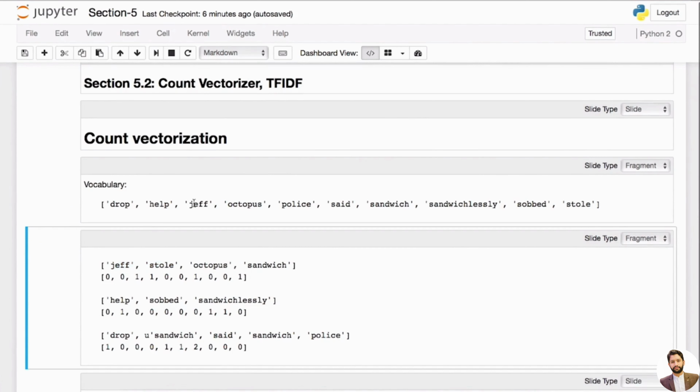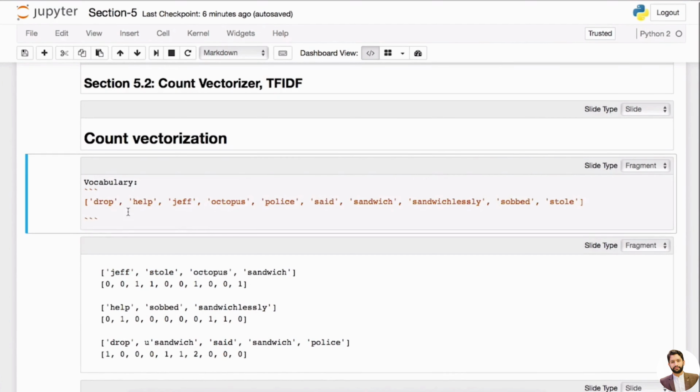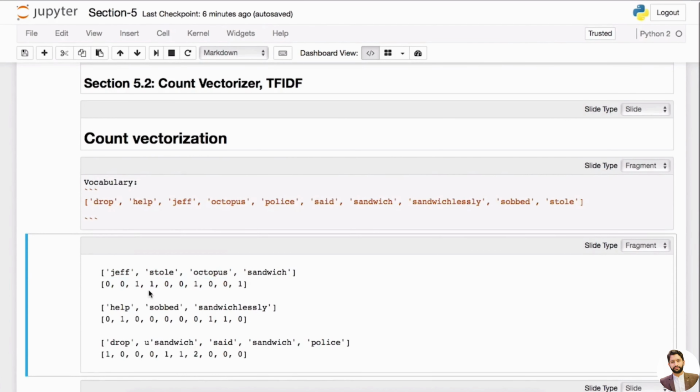You can see Jeff in our vocabulary is the third one. So the way that we convert this is whenever we see Jeff, we want to add one value to the third position. If you have a huge vocabulary, with lots of words in your vocabulary set, then you're going to have a huge vector, maybe with 1,000 or 2,000 elements. But in this case, we only have 10 words in our vocabulary.